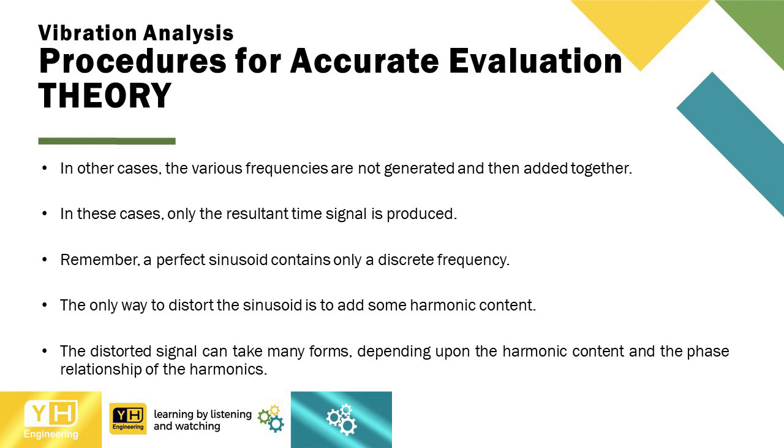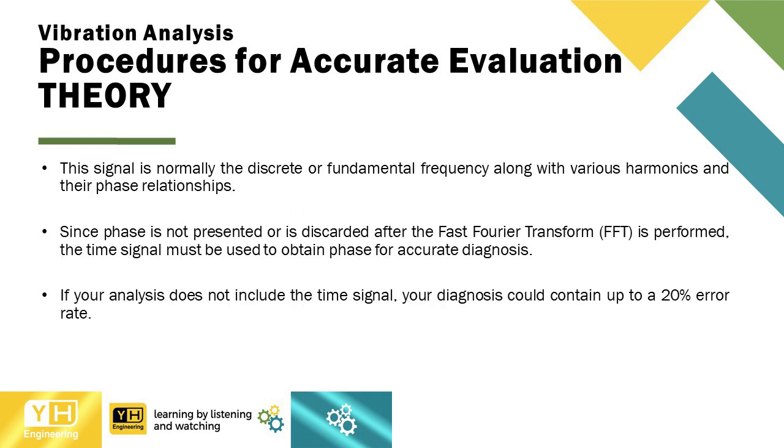In other cases, the various frequencies are not generated and then added together. In these cases, only the resultant time signal is produced. Remember, a perfect sinusoid contains only a discrete frequency. The only way to distort the sinusoid is to add some harmonic content. The distorted signal can take many forms, depending upon the harmonic content and the phase relationship of the harmonics. This signal is normally the discrete or fundamental frequency along with various harmonics and their phase relationships.